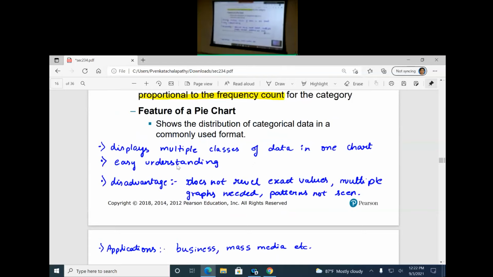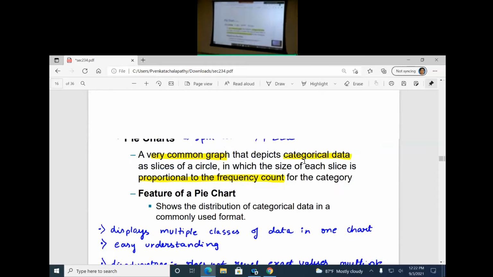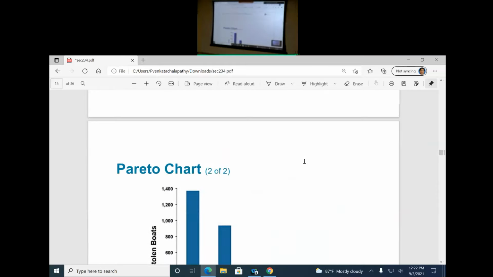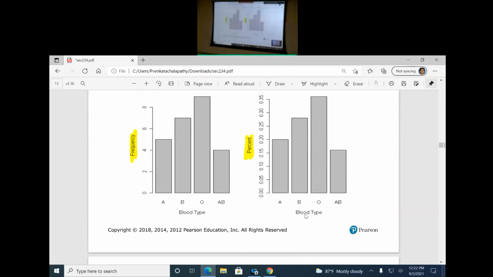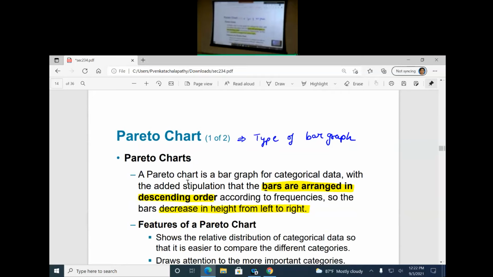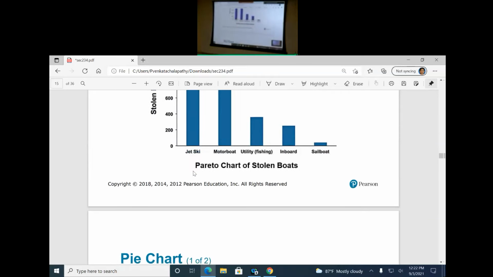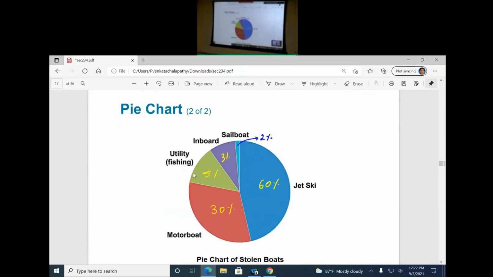One advantage is that you can display multiple classes of data in one chart. Okay, for example, let's see this. So here they're expressing blood type and the frequency number. Okay, so they are constructing bar graph for only one variable, that is blood type. Now, if you want to construct a chart for multiple variables, then pie chart will be the good option. So here, as you can see, you have 1, 2, 3, 4, 5 options. You can have many number of options, like many different toppings on the pizza.